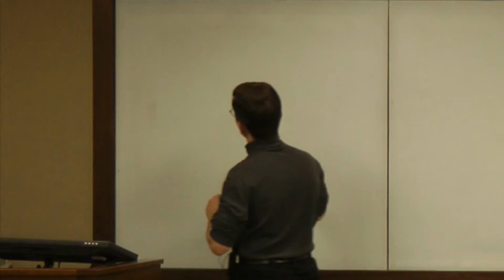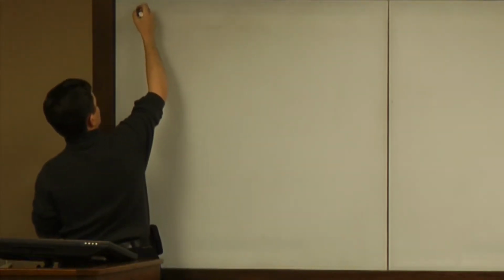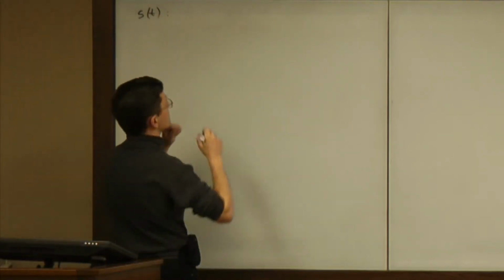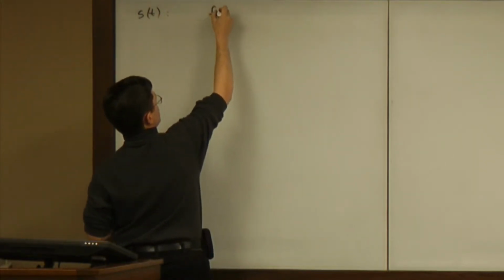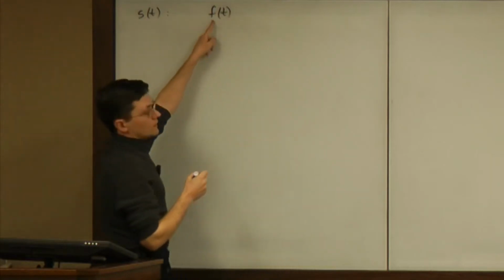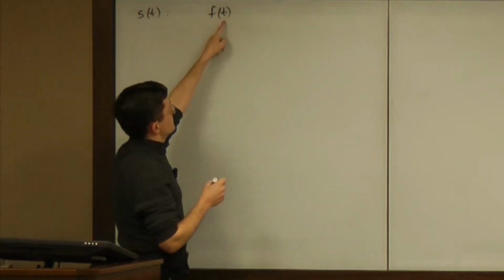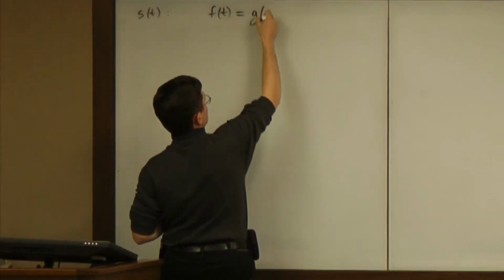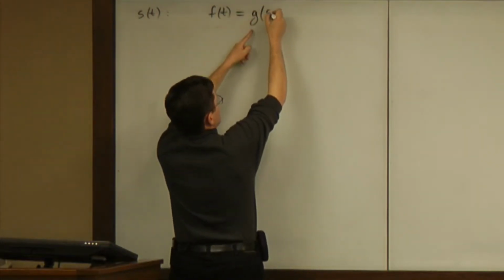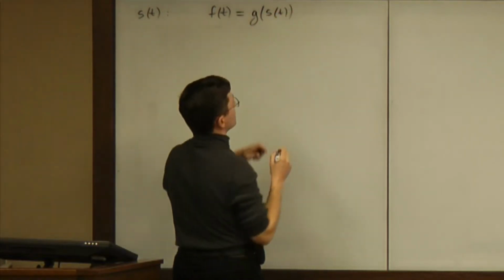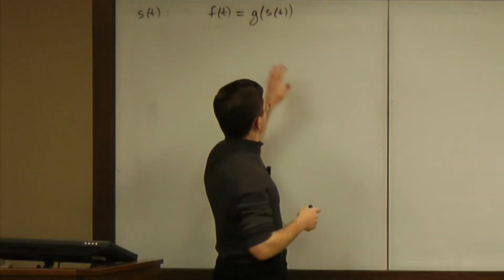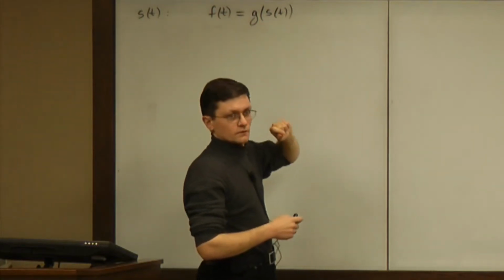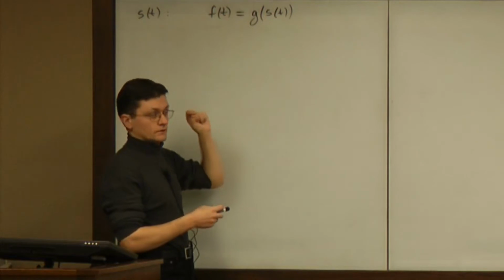So what I'm saying now is that there is a function s of t such that the position of the first particle at the time t is exactly the same as the position of the second particle at the time s of t. So this is exactly the algebraic equation that corresponds to my statement that the trajectories of two particles are the same.